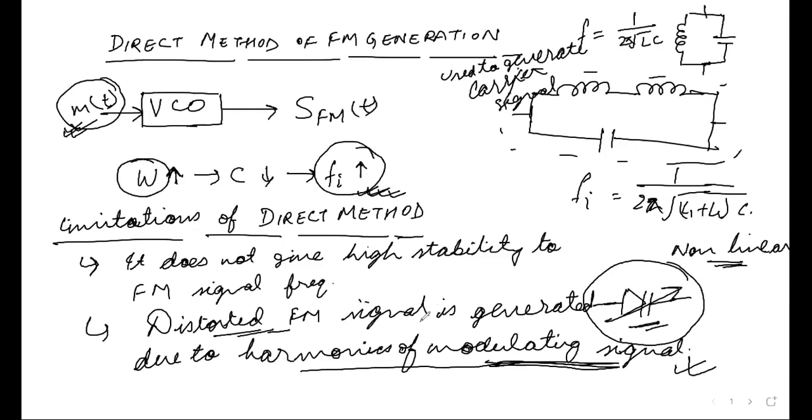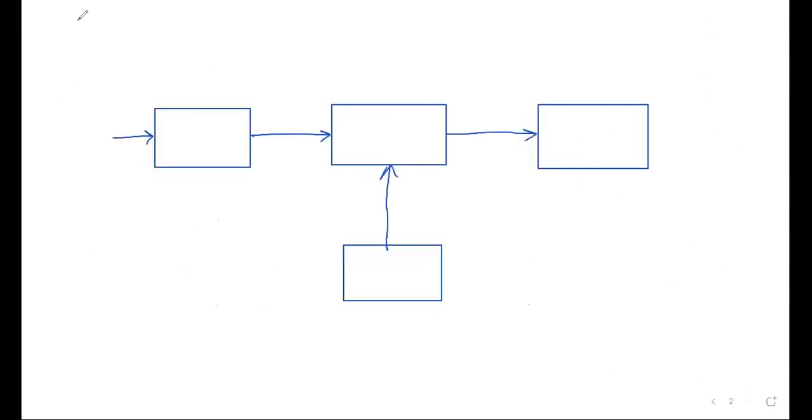Now, due to these limitations, another method is used, which is known as the indirect method. So what is that indirect method? We can see here the indirect method of FM generation. Why is it known as the indirect method? Because in this method, firstly the PM signal is generated, and after that we will get the FM signal, and again we will get the wideband FM signal.